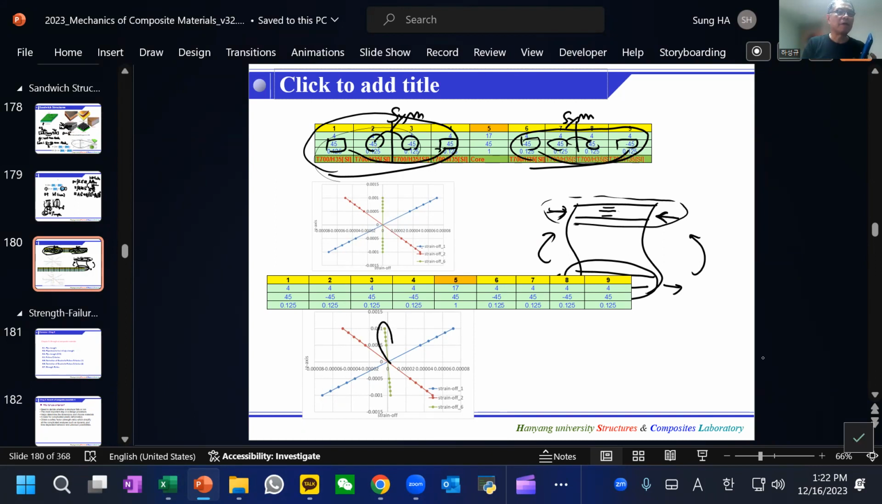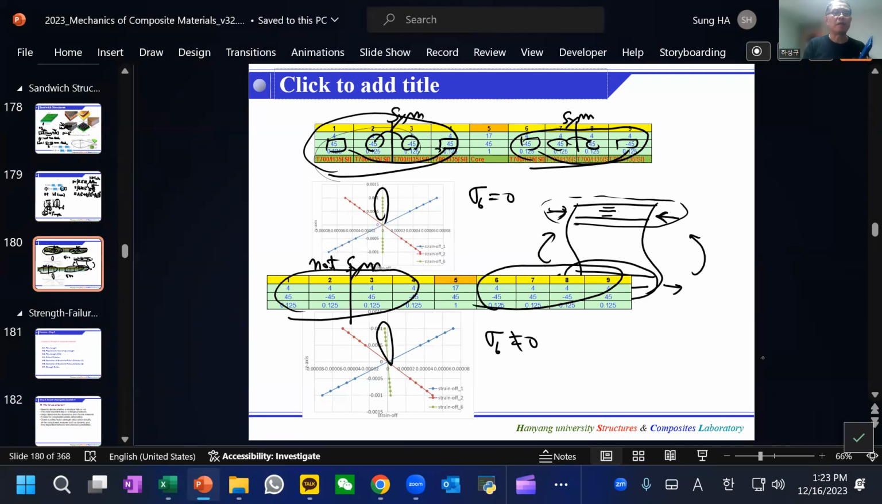Okay, so there can be a slight shear stress. Sigma 6 is not a 0, and this sigma 6 is a 0. This is a 0, and because of this one itself, with respect to here it is not symmetric, and this one is also not symmetric. So in this case, with respect to this core, overall symmetry is not the point.